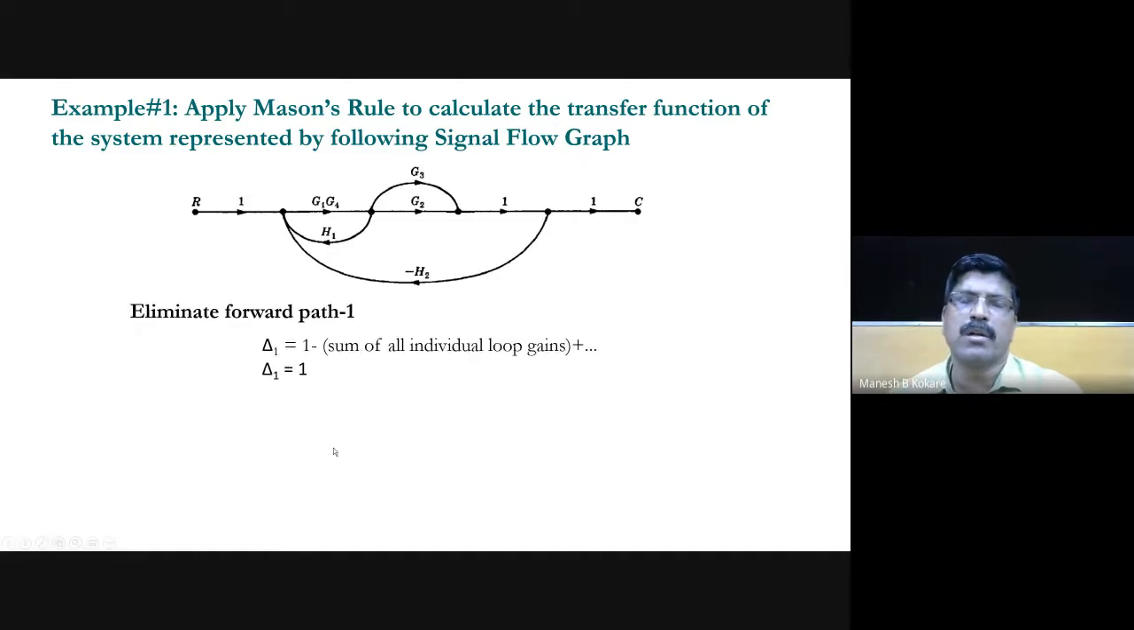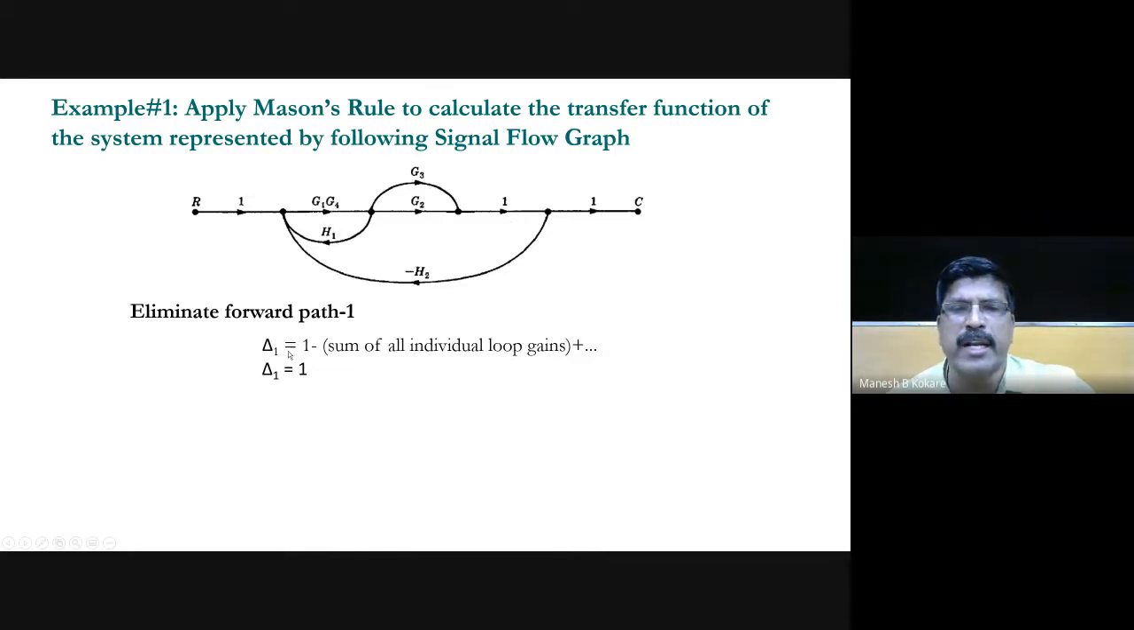So now we have to find out this one, delta 1. So delta 1, path 1 is this one. Now for this path 1, which loop is not touching? See, there are three loops. This is the first loop, this is the second loop, and this is the third loop. So all those three loops are touching that path. So we have to eliminate all those loops which are touching this one. So this loop is eliminated, this loop is eliminated, and this loop is also eliminated.